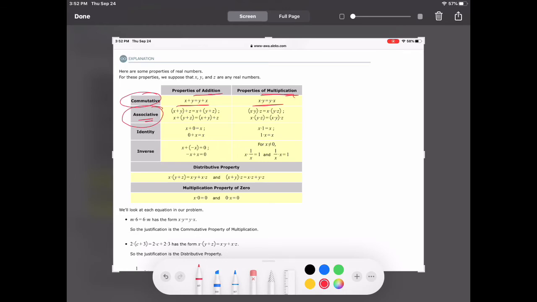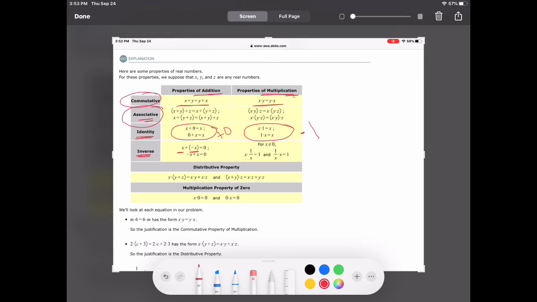The identity property changes a bit. In addition, we just add 0, and in multiplication, we times by 1. So it changes. Add 0 gives us our identity in addition, and times 1 gives us our identity in multiplication. The inverse property, it's kind of fun. In addition, we can take a number plus its opposite, and it equals 0. So maybe it's 5 plus negative 5, or 10 plus negative 10, or negative 2 plus 2. Those will all give you 0.